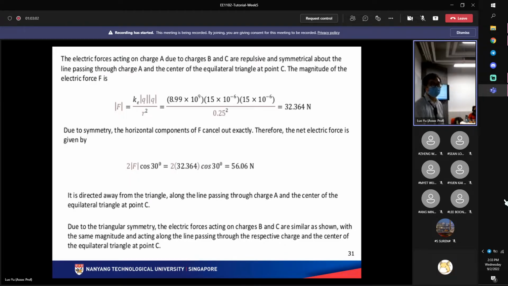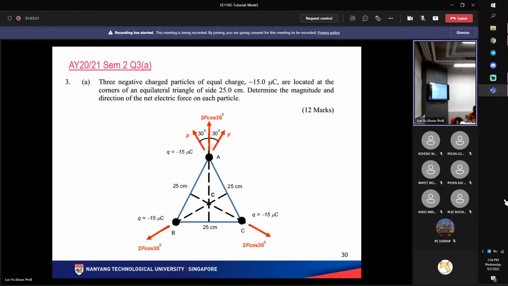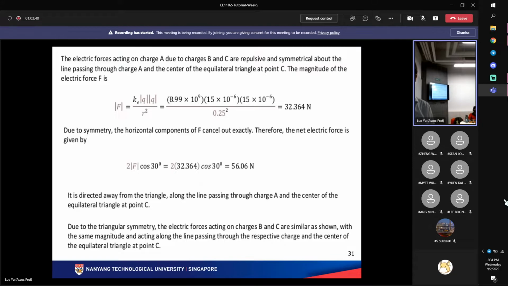Now I should comment. For particle A, the total force is exactly along the vertical direction. But the forces for particles B and C are different. The magnitudes are the same, but the directions are different. For particle B, the total force is toward the bottom left, at an angle of 30 degrees with respect to the horizontal. For particle C, the total force is toward the bottom right, at an angle of 30 degrees to the horizontal. So this is what you should comment here.